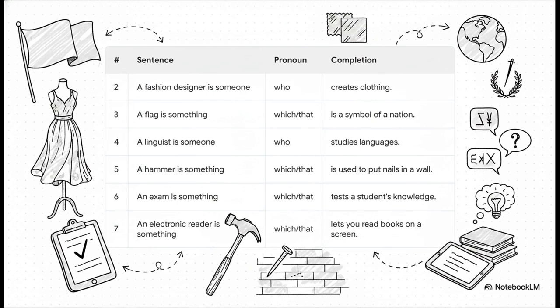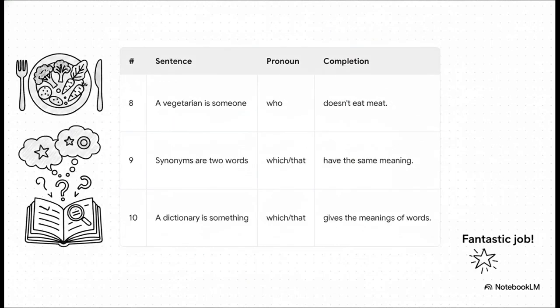A fashion designer is someone, so we use who. A fashion designer is someone who creates clothing. A flag is a thing, so we use which or that. A flag is something that is a symbol of a nation. You're seeing the pattern now, right? And here are the rest of them. A vegetarian is someone who doesn't eat meat. Synonyms are two words which have the same meaning, and a dictionary is something that gives the meanings of words. How'd you do? I bet you did great.